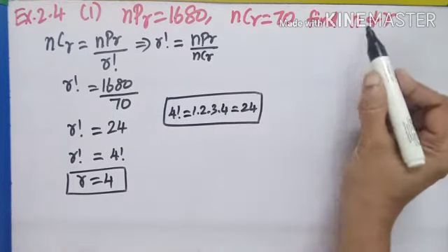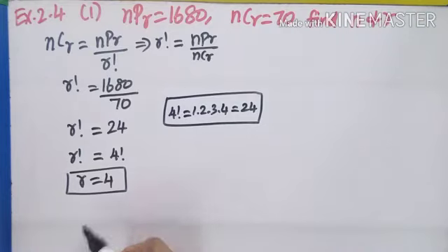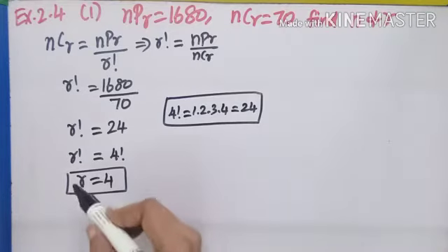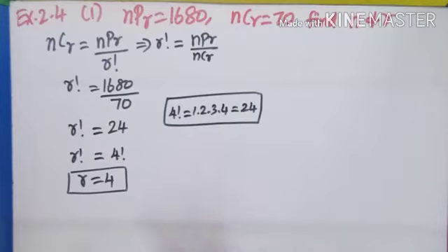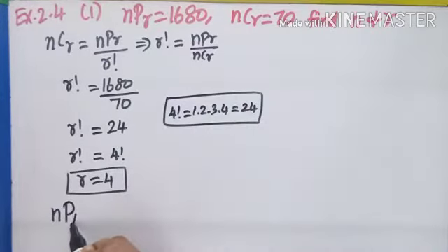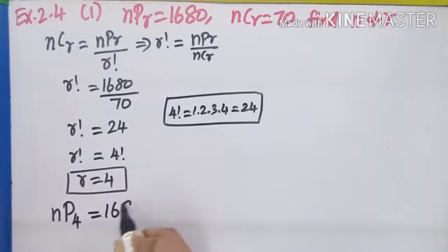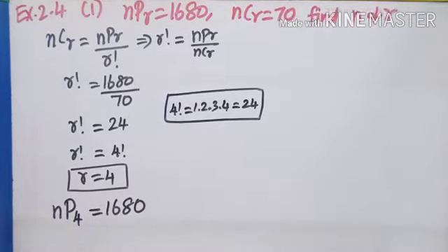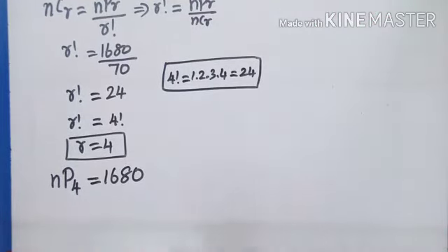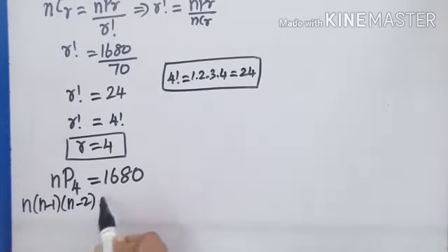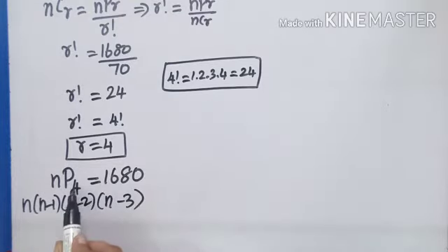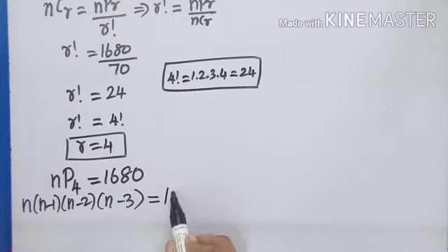What is my question? Find n and r. We have calculated what r is. Put it back in the nPr formula. So I have nP4, instead of r I can write 4, which is 1680. What is meant by nP4? nP4 can be written as n, n minus 1, n minus 2, n minus 3. Remember 4. 1, 2, 3. 4 terms I have to write, equal to 1680.